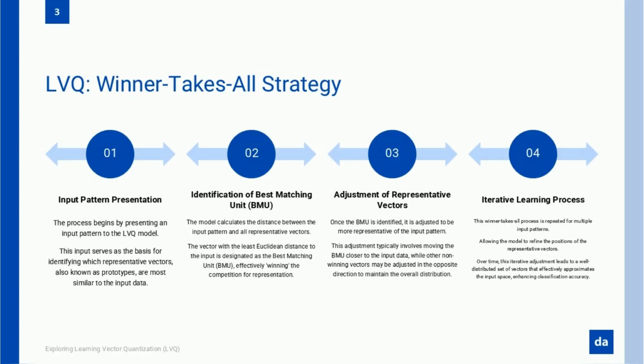Now that we've exposed KNN's flaws, let's talk about a smarter way to classify data, Learning Vector Quantization, LVQ. And to really understand how LVQ works, we need to talk about its secret weapon, the winner-takes-all strategy. Sounds intense, right? Like a high-stakes poker game or a reality show finale. But trust me, it's simpler than it sounds and way more efficient than KNN.